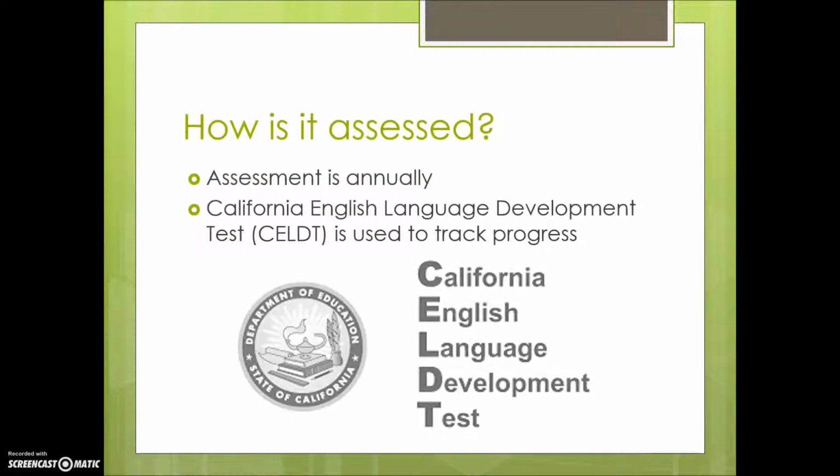So this is a form of assessment, and how it is assessed is through the California English Language Development Test, which is known as the CELDT. And this assessment is done annually, every year, through K through 12.